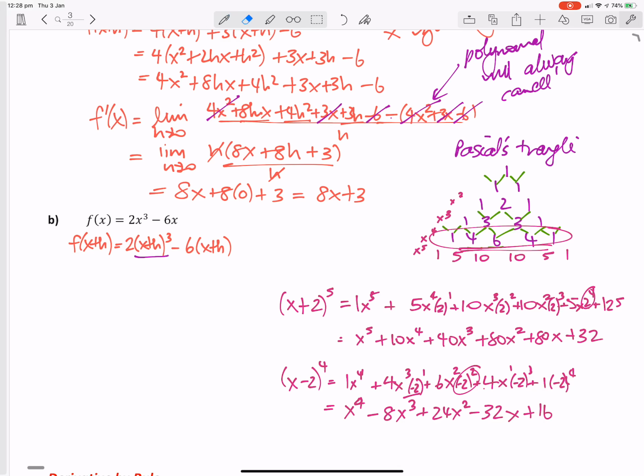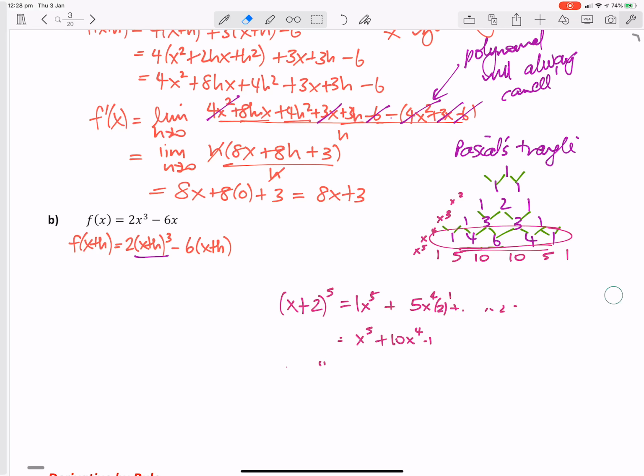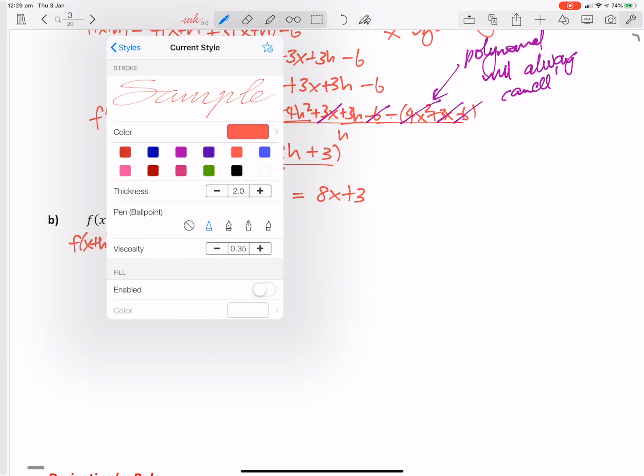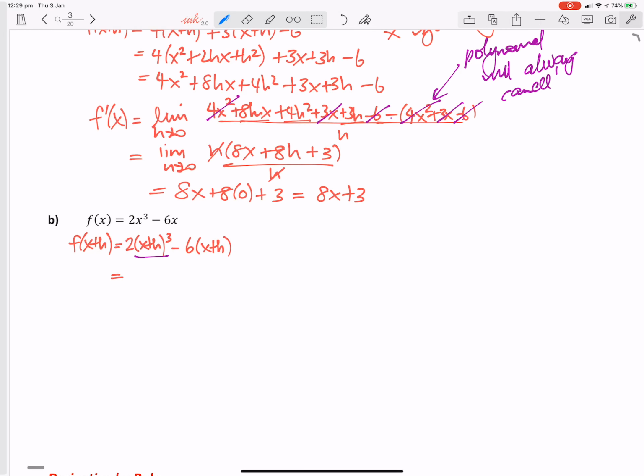So that's it expanded. Now you don't necessarily have to know that anymore because your calculator expands all this stuff, but you could also get how to expand a cubic, and it's really worthwhile to know how to do it quickly. So in this case here, I know I'm going to get 2x cubed plus 3x squared h plus 3xh squared plus h cubed minus 6x minus 6h. So I get 2x cubed plus 6x squared h plus 6xh squared plus 2h cubed minus 6x minus 6h.